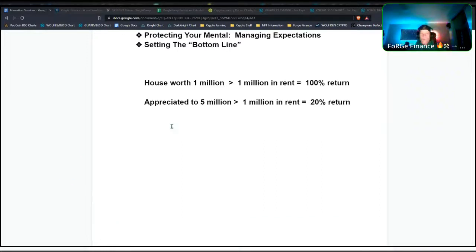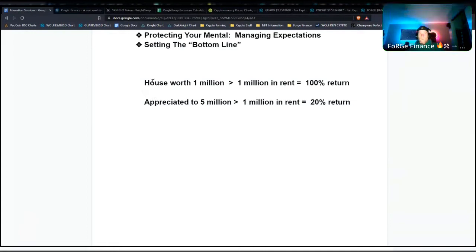Okay, so I'll walk back through it. If the house you own is worth $1 million, you make $1 million in rent. I know that's not what people pay for rent, but just for the sake of math, you made 100% return. Now, if that same house next year appreciated to $5 million because the housing market went up, you're still getting paid in rent in dollars. Even though the value of your asset appreciated, you're getting paid in dollars. So the return then becomes 20% APR.